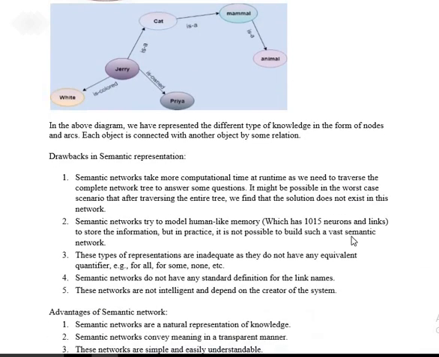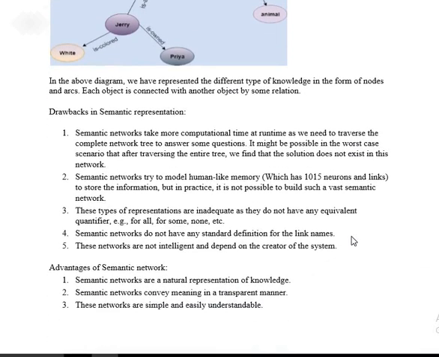Again, in semantic networks, we come across some advantages and drawbacks. As we say about the advantages, it is helpful for NLP systems, natural language processing, conveying the meaning in a transparent manner. This network is simple and easy to understand. Semantic network, on the other hand, also has the drawback that the computational time is too high when we are implementing this.